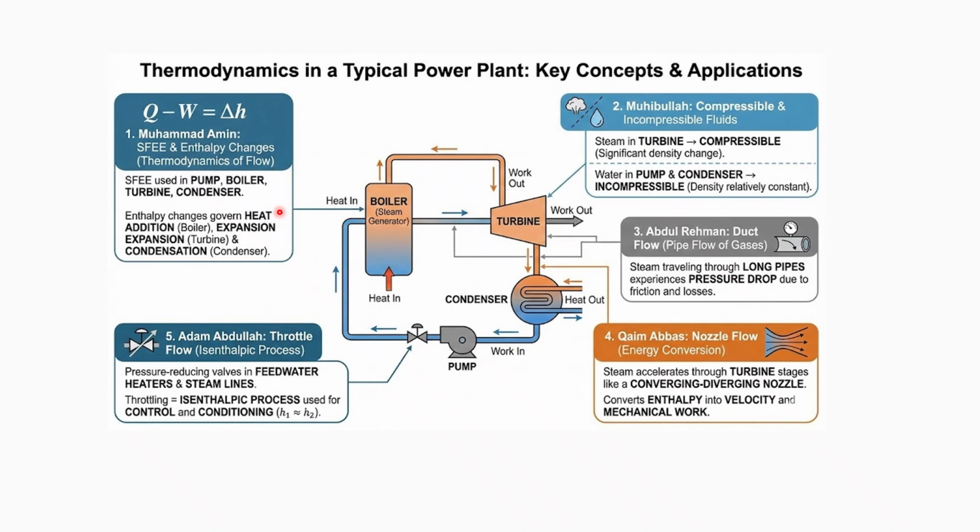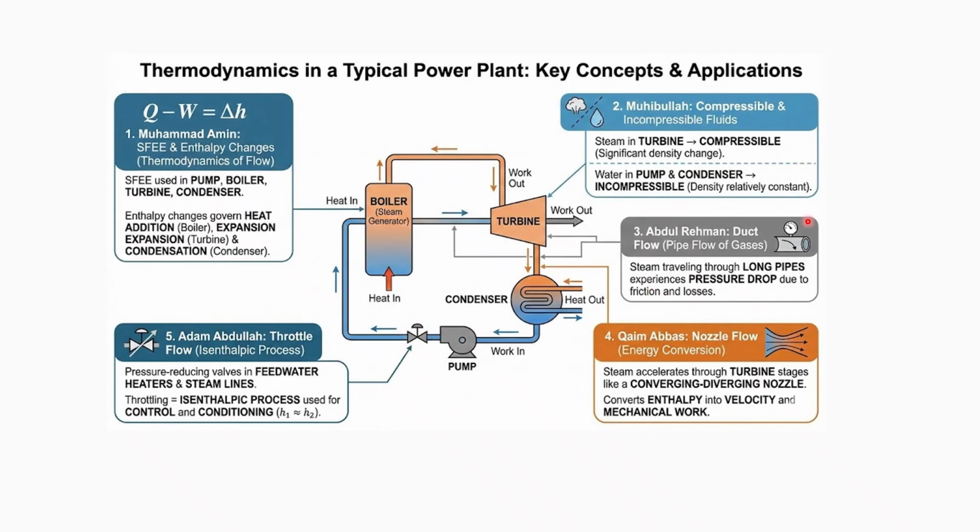This applies to every component of the power plant, the pump, the boiler, turbine, or the condenser, because all of them operate under steady flow conditions and rely on enthalpy differences for heat addition and work transfer. Mohibullah discussed compressible and incompressible fluids. In a power plant, steam flowing through the turbine behaves as a compressible fluid with large density changes, while water in the pump and the condenser is essentially incompressible.